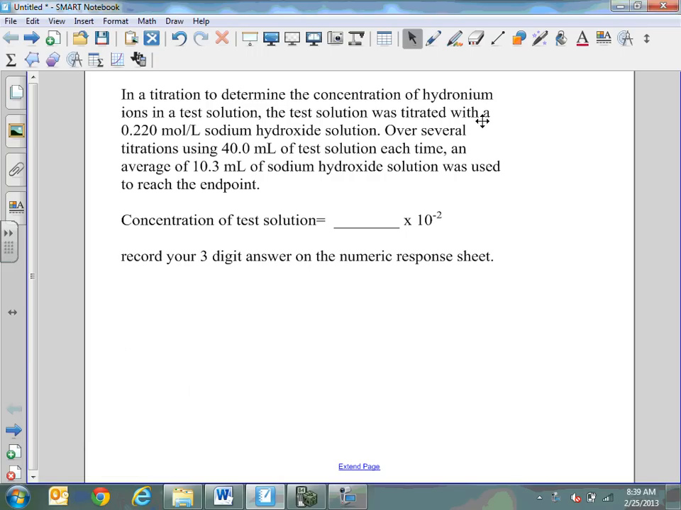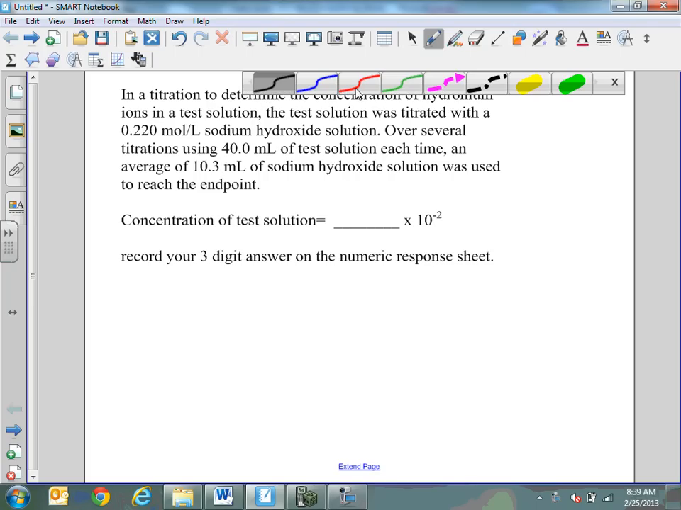Right, so a question like this is a titration style problem. You've got a strong acid, hydronium, and we're titrating it with a strong base, sodium hydroxide. Anything with hydroxide is a strong base. What we need to do is underline the information that we're given.